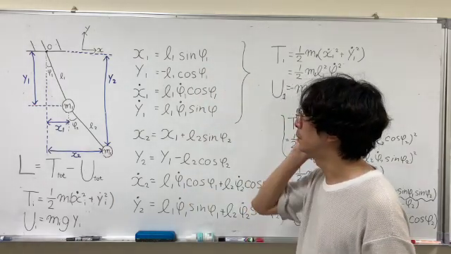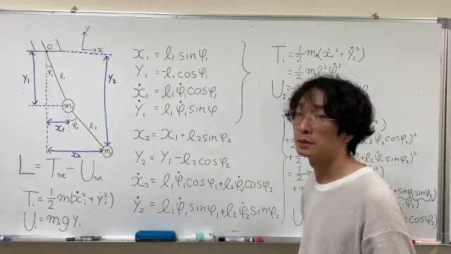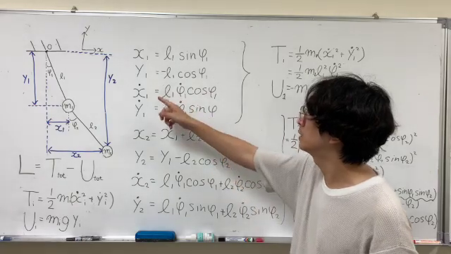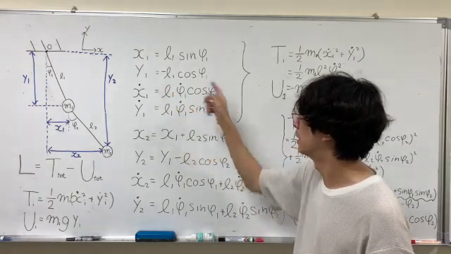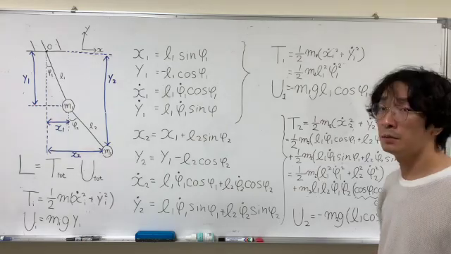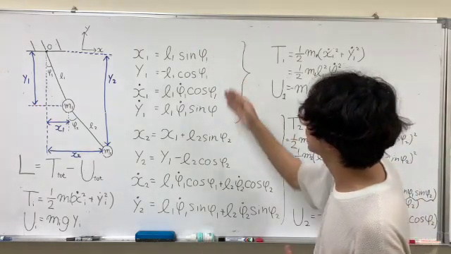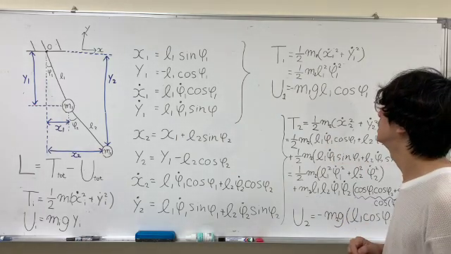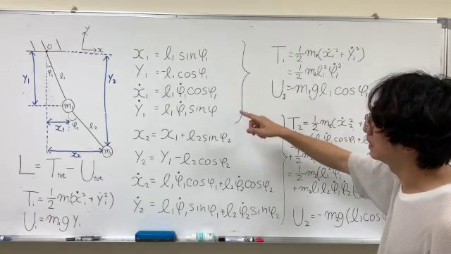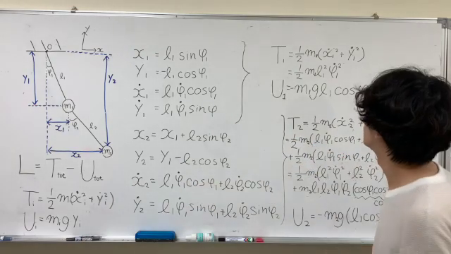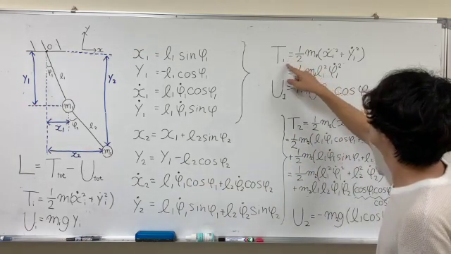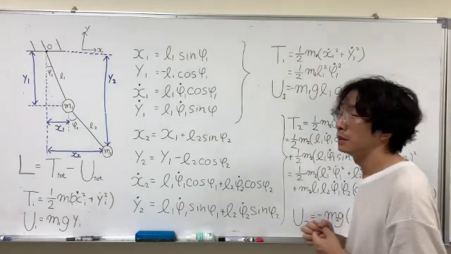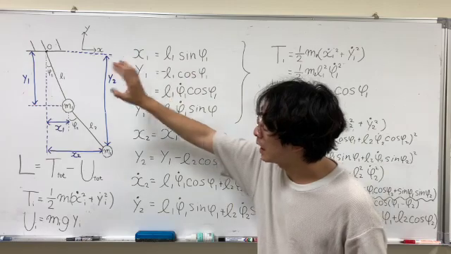To estimate the velocity of these terms, we need to calculate the derivative. Then we can calculate x1 dot and y1 dot like this. Once we get the combination of these factors, we can estimate the kinetic energy and the potential energy like this. By inserting this equation into this formula, we can calculate T1 like this and U1 like this. Okay, so this is the Lagrangian for the upper mass.